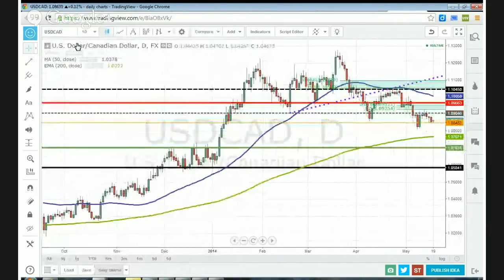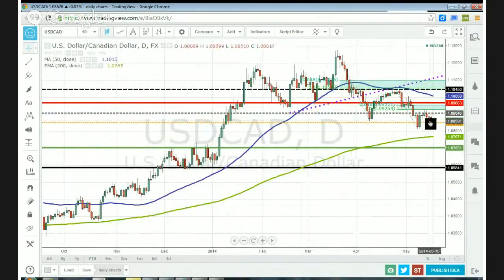And I don't want more than 4 of these trades on at a time. I'm risking 1/4% on each one, so if all my stops got hit, I'll lose 1%. Dollar Canada, I'm short this pair, and here's the orange line to watch.